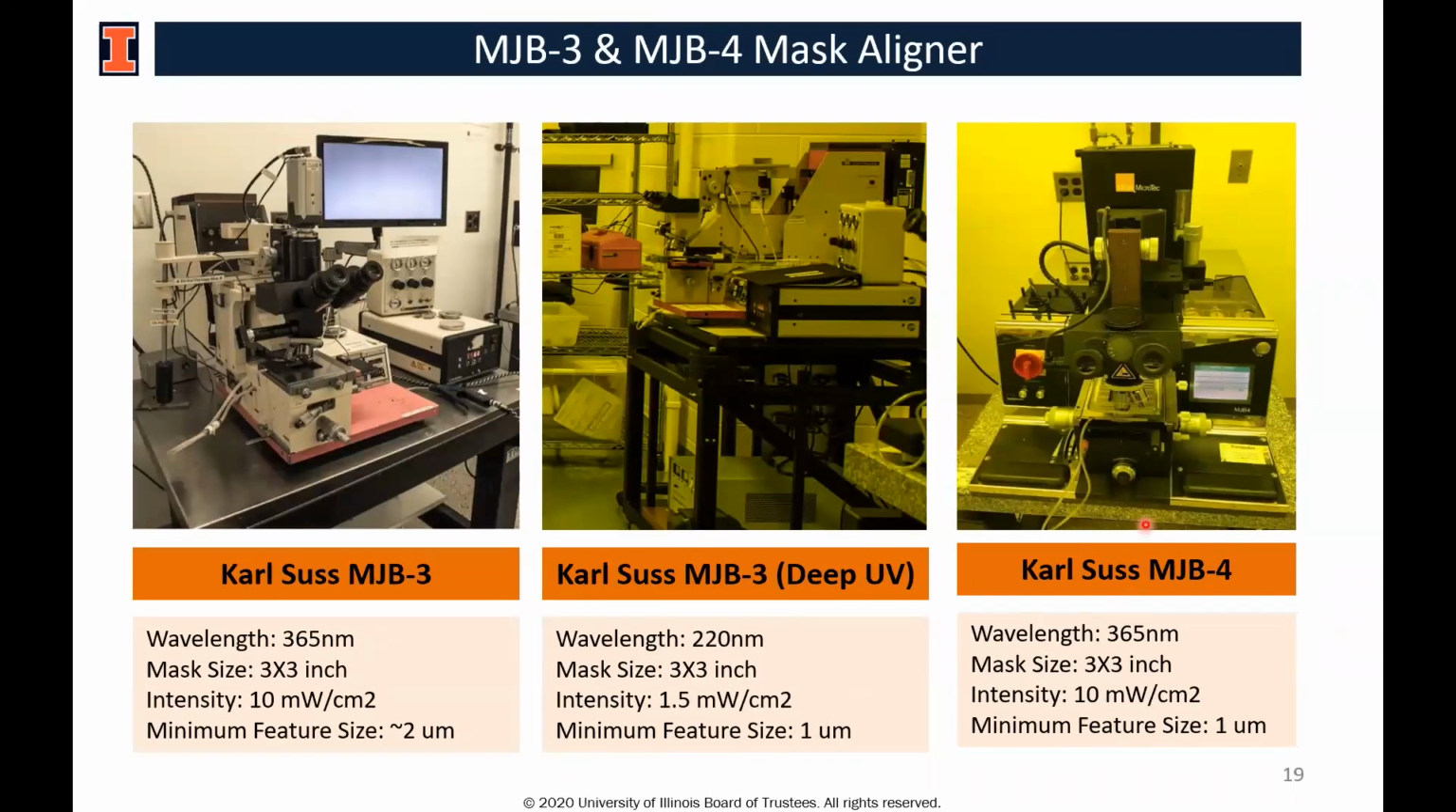Here we have the Carl Zeiss MJB4. The wavelength is 365 nanometers. It too will accommodate a 3 by 3" mask. The intensity is approximately 10 milliwatts per centimeter squared, and we are able to achieve a minimum feature size of approximately 1 micron.